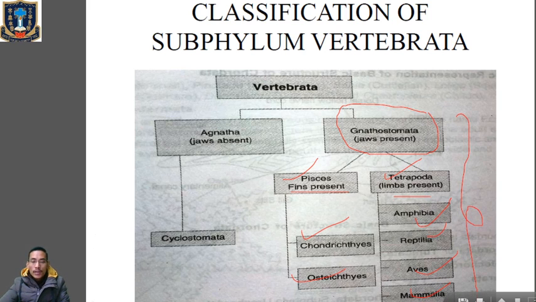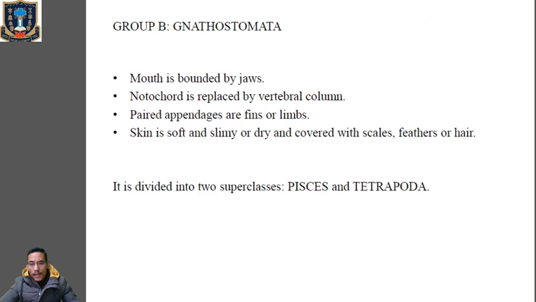So first of all we'll begin with the Gnathostomata. Clear? It's on page number 4.57. So we'll begin with group B, that is Gnathostomata. The name suggests they are the jawed vertebrates, J-A-W-E-D, where jaws are present. So the mouth is bounded by the jaw. And in case of Gnathostomata, the notochord, which is the most important feature of the chordates, is replaced by the vertebral column. And paired appendages are present in the form of fins or in the form of limbs.